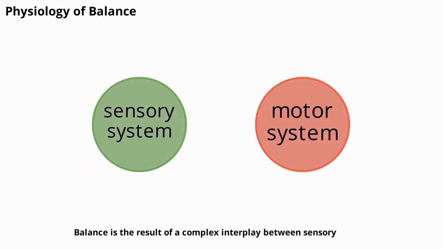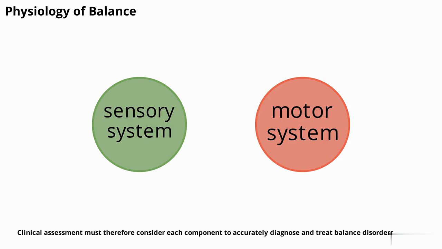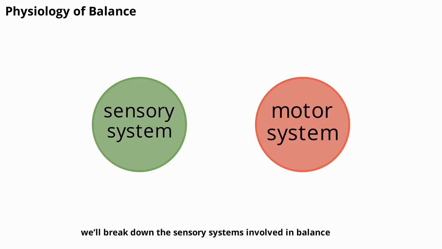Balance is the result of a complex interplay between sensory, central nervous system, and motor components. Sensory input comes from vision, the vestibular system, and somatosensory receptors. The brain integrates these signals, forming action plans to maintain or restore balance. Motor systems then execute coordinated muscle responses. When any part of this system is impaired, balance can be affected. Clinical assessment must therefore consider each component to accurately diagnose and treat balance disorders. Next, we'll break down the sensory systems involved in balance.